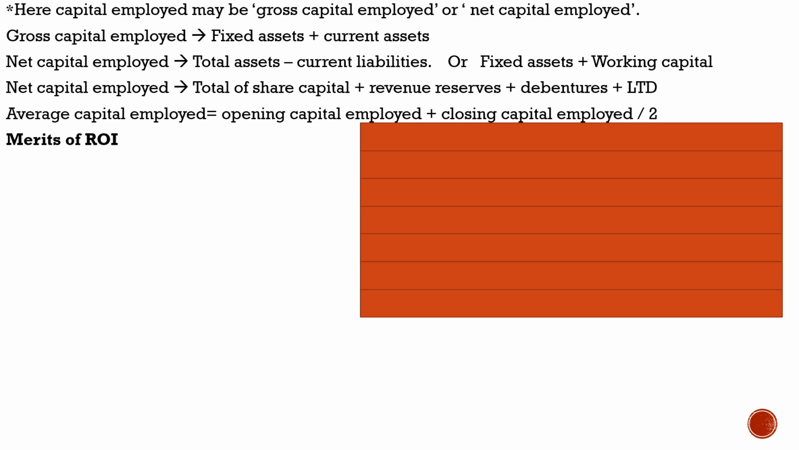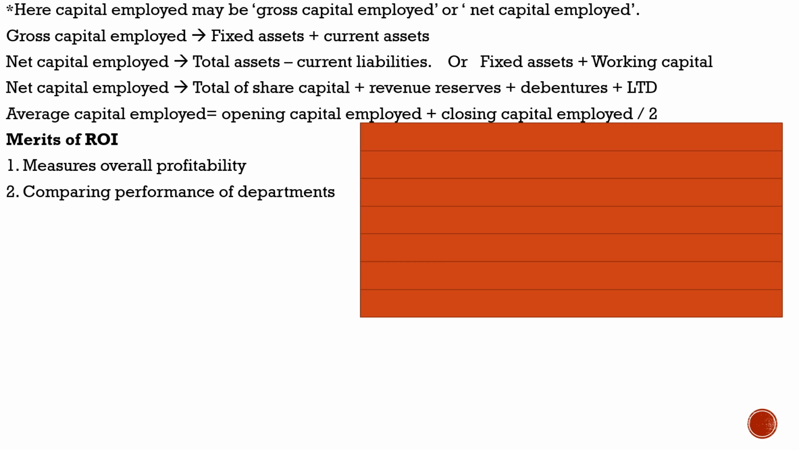So let us discuss the merits of return on investment. Even though it is a mostly accepted method for measuring the performance, it still suffers from issues, as well as it has its own benefits. So let us begin with merits. The advantages of return on investment include: it measures overall profitability, it measures success of business, it measures comparing the performance of different divisions of a firm. That is the main purpose of return on investment.